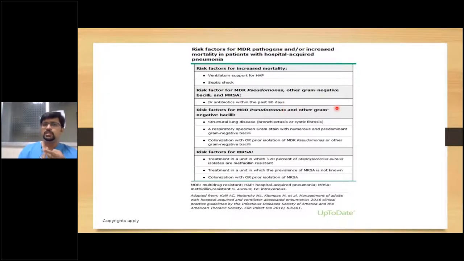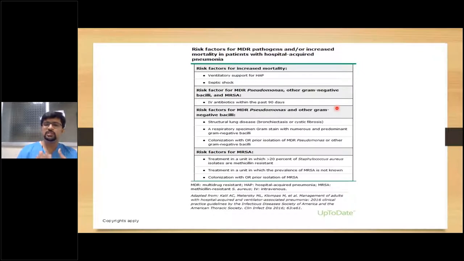IV antibiotics within the past 90 days. So initially, when a patient comes to us, along with all other histories, we are supposed to ask: has the patient taken any IV antibiotics over the past 90 days? And we, as clinicians, whenever we go through the discharge summary of other hospitals, we find a few flaws, because it is the flaws that we are doing ourselves. When we give a discharge summary, we write that the patient was treated on IV antibiotics, nebulization, bronchodilators, mucolytics, and other agents. But we don't mention what IV antibiotics were given and for how many days.